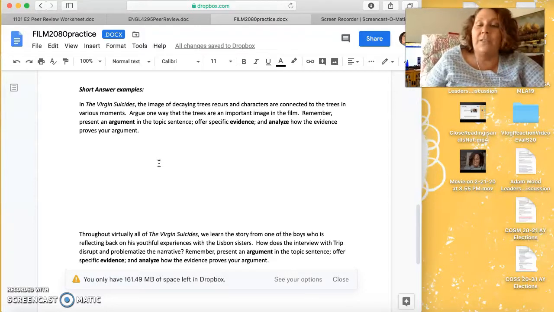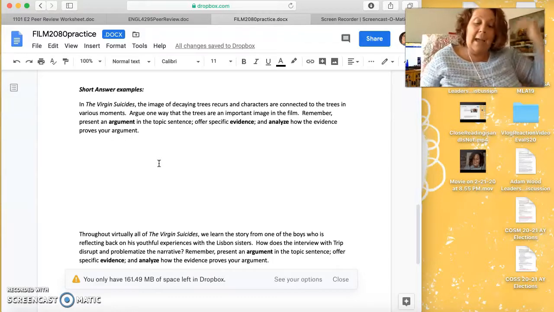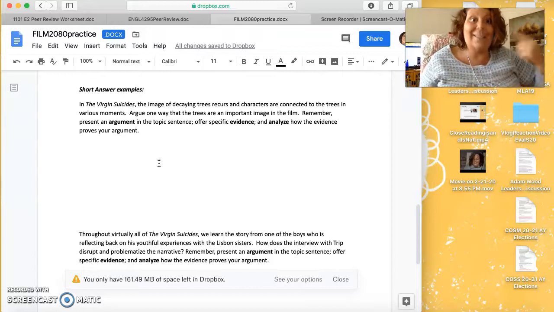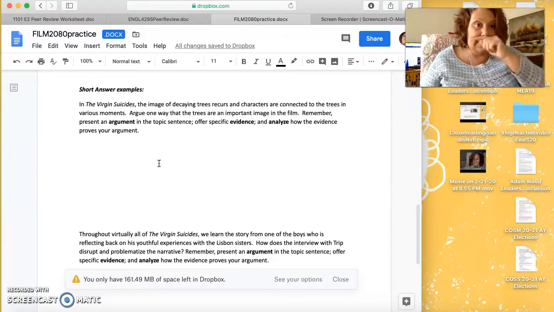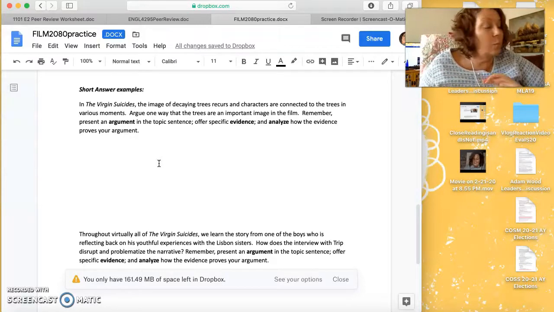So let's just look at this first one. In The Virgin Suicides, the image of decaying trees recurs, and characters are connected to the trees in various moments. So I'm asking them to recall the plot, recall a salient image that we had discussed about the film. Argue one way that the trees are an important image in the film. So right here is the core of what they're being asked to do. It's an action verb.